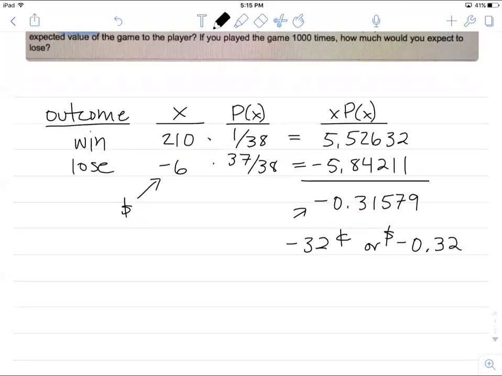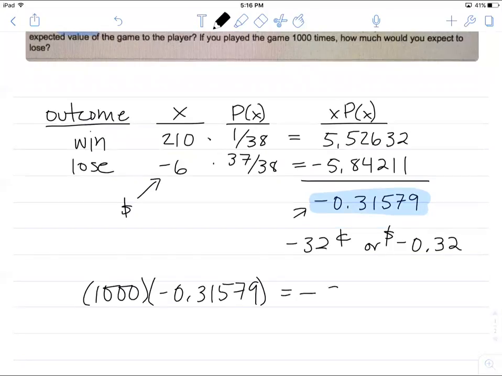So what I'm going to do is take my expected value out to 5 decimal places, and I'm going to multiply that by 1,000. When I do that, what I'm going to get is -$315.79. And what that means is if you walk into the casino and you play 1,000 times, on average, a player who does that is going to walk out about $316 poorer than when they started. Again, there's that casino advantage.